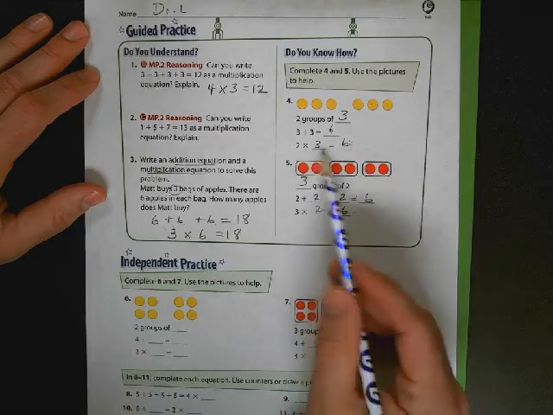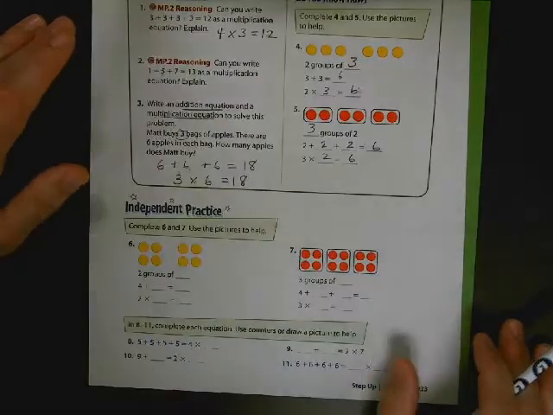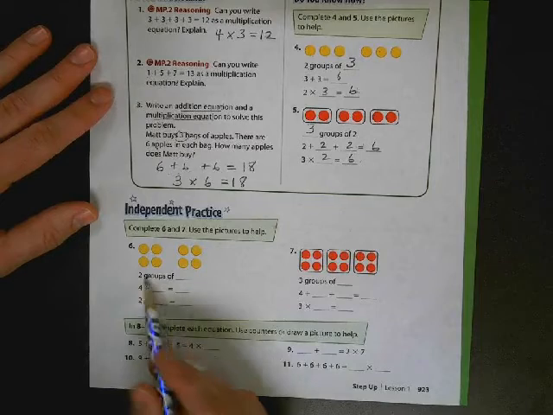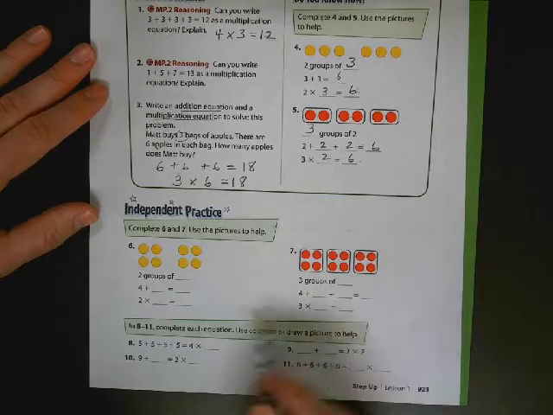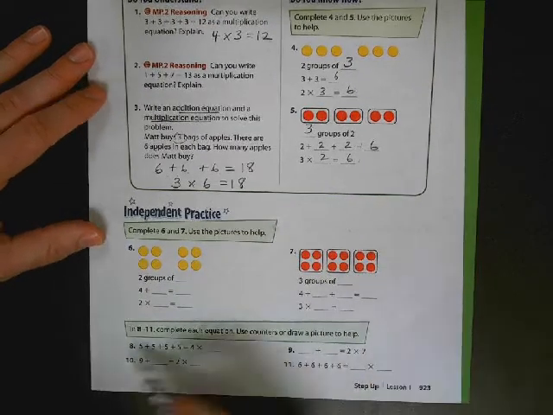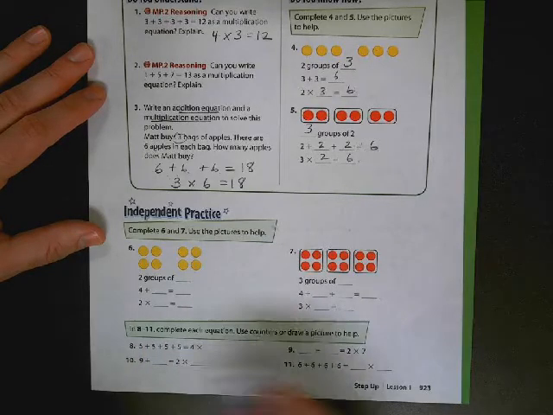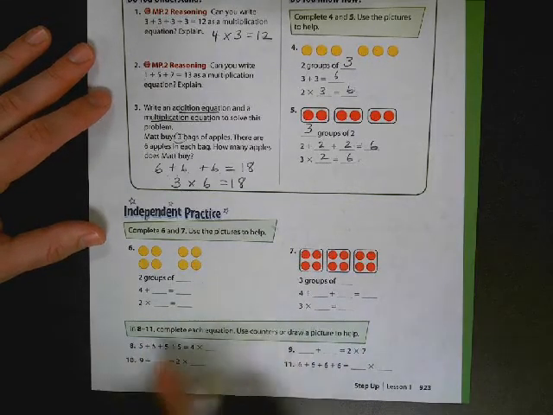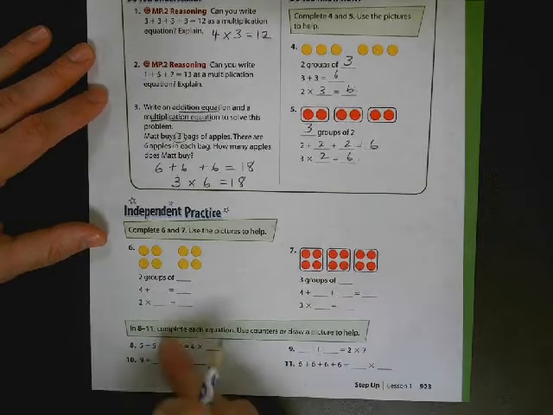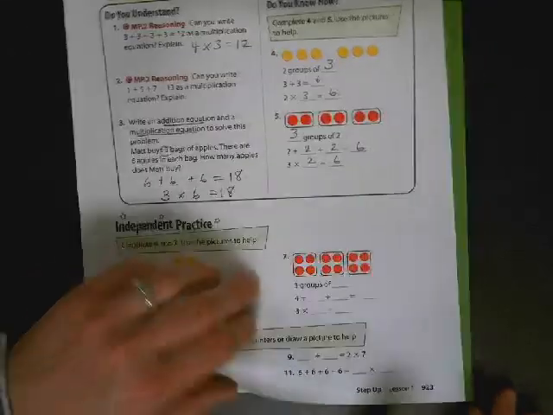Different groups. All right, so down at the bottom, you're going to do the same type of activities. You're going to say 2 groups of how many, 3 groups of how many, and you're going to write a repeated addition and a multiplication equation to go down at the bottom. And down here, in 8 through 11, complete each question, use counters or pictures, draw help. You don't really probably need at this point pictures. We're just going to solve those problems down at the bottom.